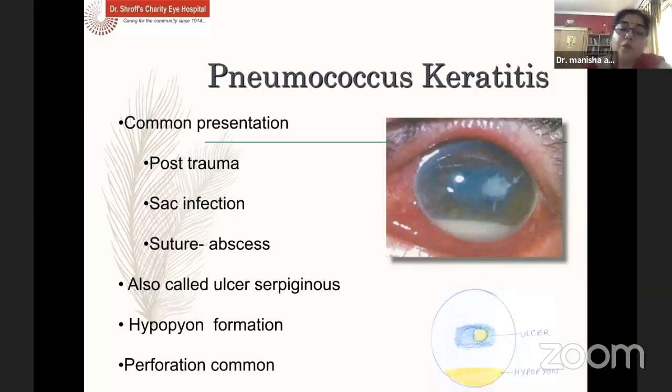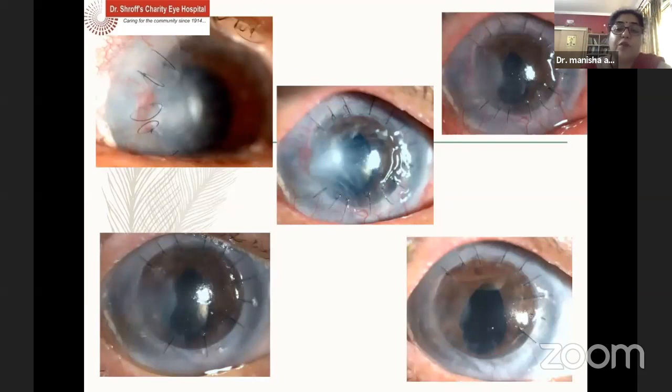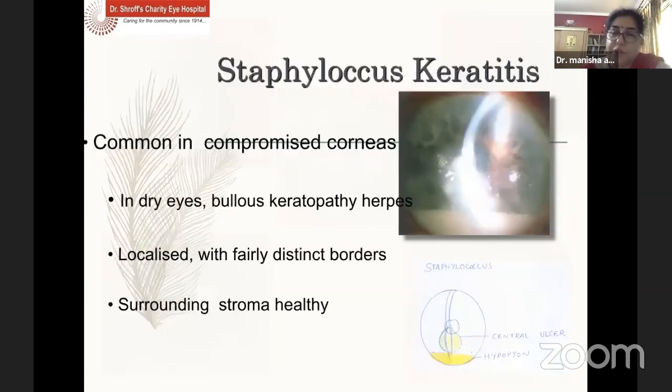Whenever it's post-trauma, a sac infection, or a suture abscess, pneumococcus keratitis comes first to the mind. They are also called ulcus serpens. They usually have hypopyon associated with them, and melt and perforations are common. So this is one of the suture infiltrates which, when treated well, did respond to the medical management.